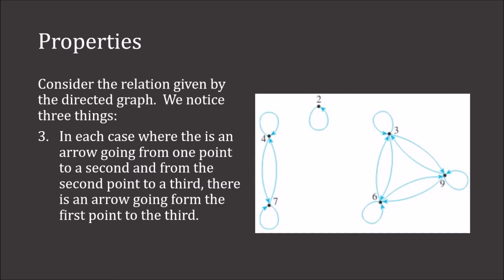And finally, in each case where there is an arrow going from one point to a second point, and then from that second point to a third, there is an arrow that goes from the first point to the third point. So here we see 3 goes to 9, 9 goes to 6, so 3 goes to 6. 9 goes to 6, 6 goes to 3, so 9 goes to 3. 6 goes to 3, 3 goes to 9, so 6 goes to 9. And this is known as transitivity.